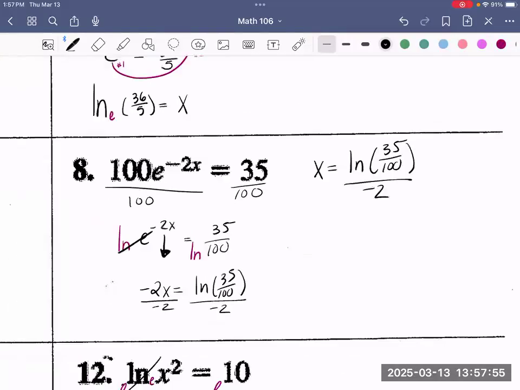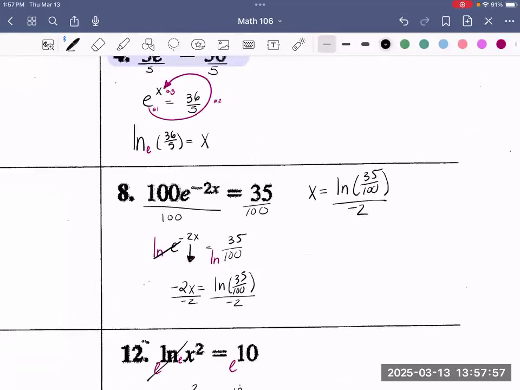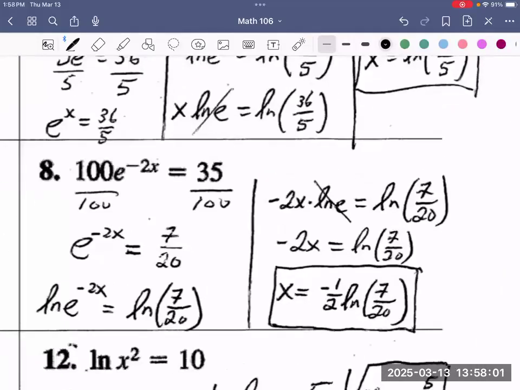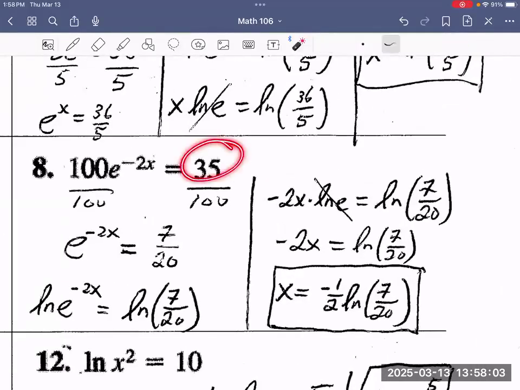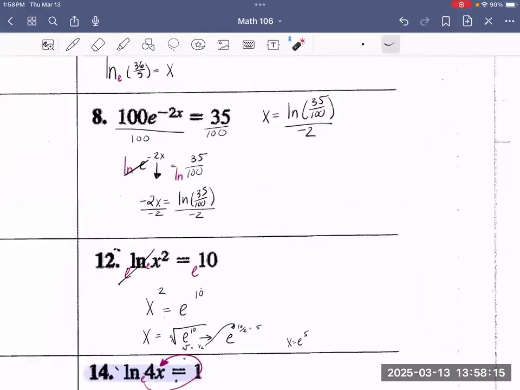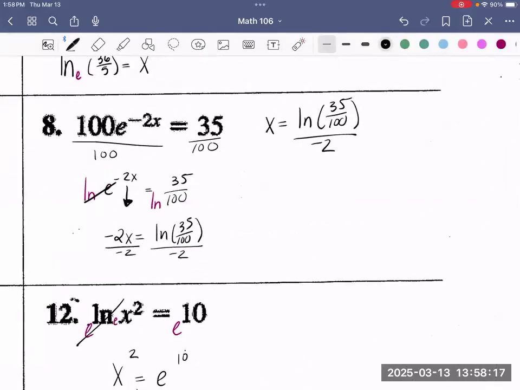I'm not sure if your answer key has reduced it much further or if they've taken an approximate solution. Yeah, so they reduced it just a little bit, between what they have in common with 35 and 100. They both have a 5 in them, leaving behind a 7 and a 20. So that's all they did here. I figured they would.